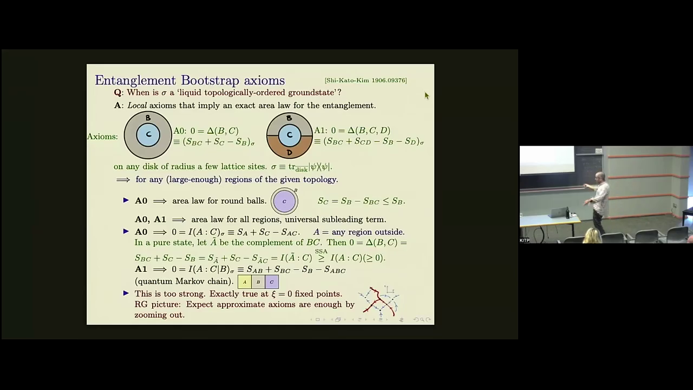A better version of the theory would have approximate axioms from which we could show that the conclusions are all still true with some error. But here I'm going to rely on the renormalization group to say that if you take big enough balls, you can make this condition more and more true as you get closer to this fixed point. A1, by a similar argument to this, implies that any two regions A and C that are separated by some buffer B form a quantum Markov chain.